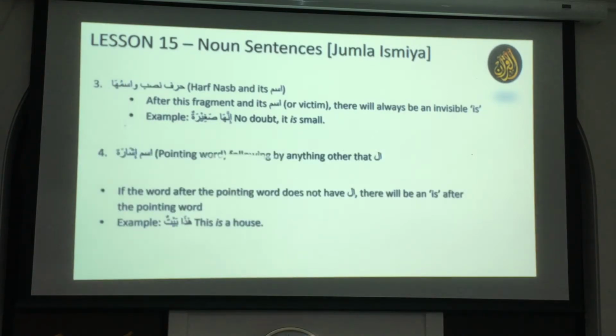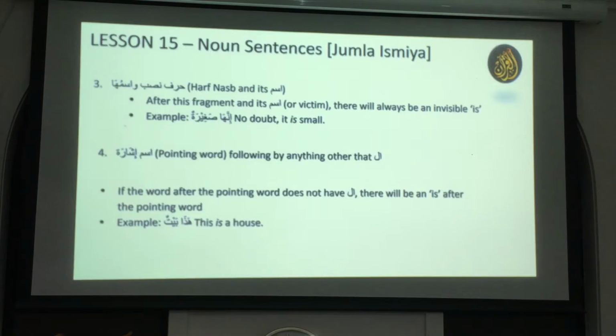Number 4, pointing words followed by anything other than al, and we talked about this. If there is an al, then there is no "is." So if we say hazal Quran, we say "this Quran." But if we say haza Quranun or haza kitabun, there is no al, then this is a book. If we say haza huwa kitabun, this is the book. If the word after the pointing word does not have al, there will be an "is" after the pointing word. Example: haza baitun, this is a house. But if I say hazal baitu, this is "this house."